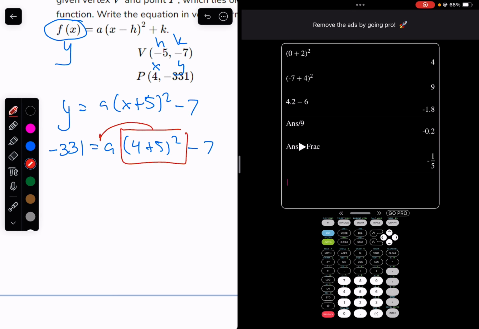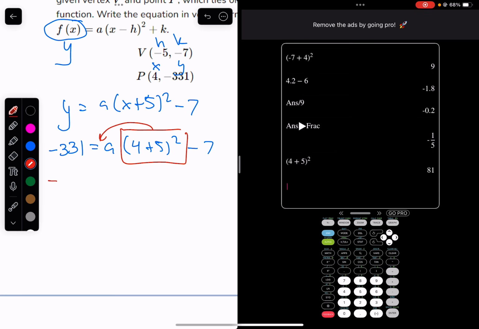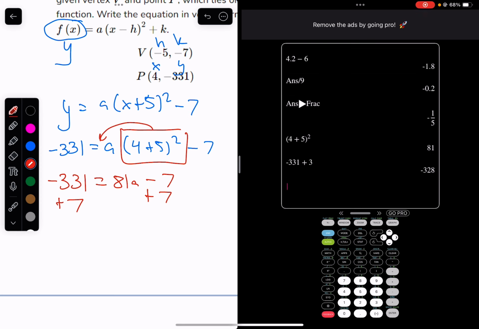This guy becomes my coefficient on here. So 4 plus 5, and don't forget your parentheses, that's very important. We get an 81, so we've got negative 331 equals 81a minus 7. Now we got to solve for a. We're going to add 7 to both sides. So negative 331 plus 7. Oh, that's not correct. Delete. Plus 7. That's going to give me a negative 324 equals 81a.